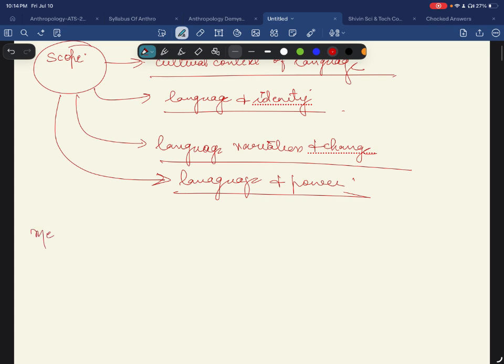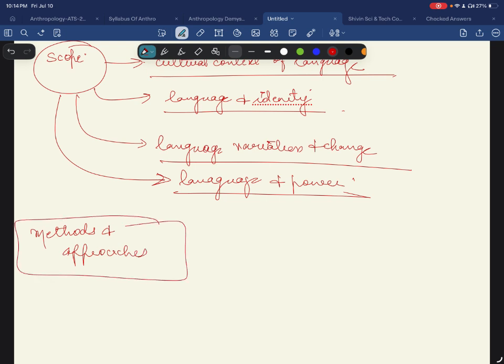Now, what are the different methods and approaches in linguistic anthropology? Firstly is participant observation. It is a kind of field work. Suppose there is a tribal area and I go by myself to that tribal area and study it. It is a kind of participant observation. I am a participant who is observing whatever is happening in that area.